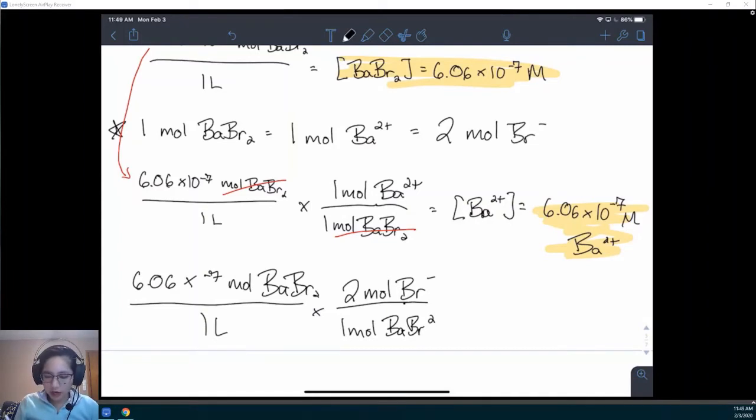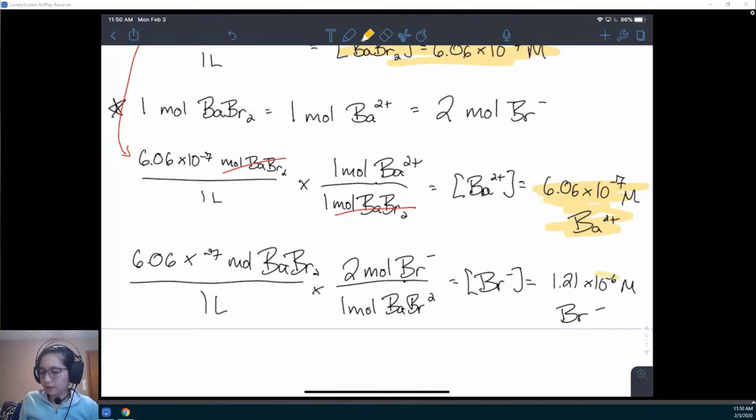All right, so now you can see how the units cancel. Barium bromides cancel. Now we're just left with the concentration of bromide minus, and that equals 1.21 times 10 to the negative 6 molarity of Br minus. So there is our third answer. Great. Okay. Oh, we're not done yet.